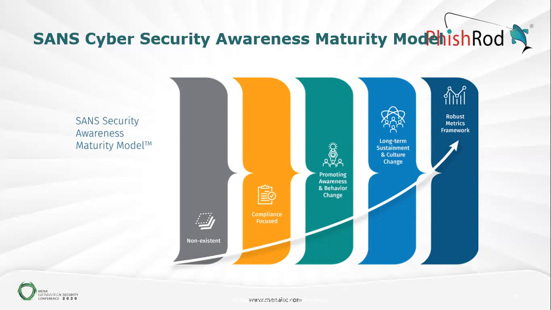If you are only doing awareness with a mandate for compliance, that's where you are at level 2, which is compliance focused. And if you are focusing on promoting awareness and some kind of behavior change, there are different activities that you perform at each level, and you are benchmarked against those activities, then you are at level 3. Now, level 4, and obviously level 5, is the robust metrics framework.